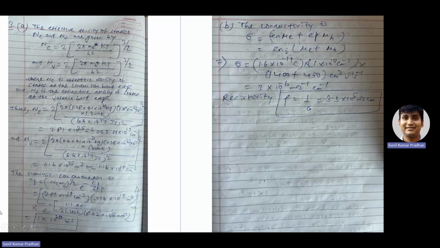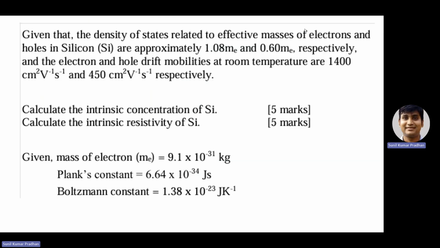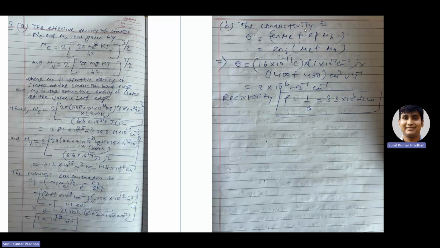So how to find out the conductivity here? As it is intrinsic silicon, the mobility of electron and the mobility of hole both will be taken into consideration. And as you know, for intrinsic carrier concentration, the intrinsic carrier concentration is equal to the electron concentration and equal to the hole concentration.